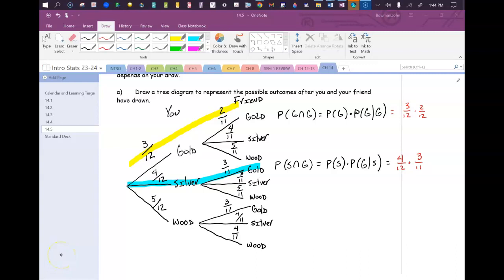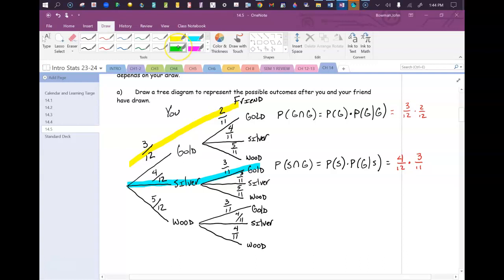So I want to go back and point out some things that are true about all tree diagrams. Number one is if you are traveling out the branches, you multiply, and if you are traveling across branches, you add. So traveling out branches corresponds to and, and traveling across branches corresponds to or.